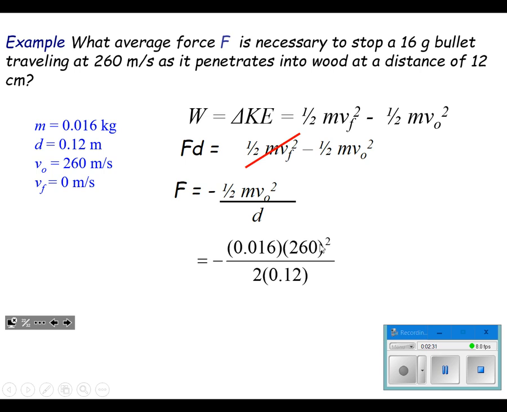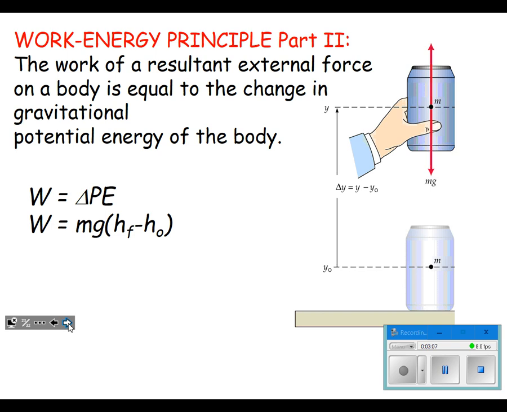So then I could plug in those numbers. I know my mass, I know my velocity. I just did my half by dividing by 2, and then I have my distance as 0.12. So I would end up with a negative 4,506.67 newtons. Which makes sense. This force should be negative because it's a stopping force. So it is a vector, so it should be going in the direction of, and since we're slowing down, it's decelerating, so it's a negative acceleration, so it should be a negative force.